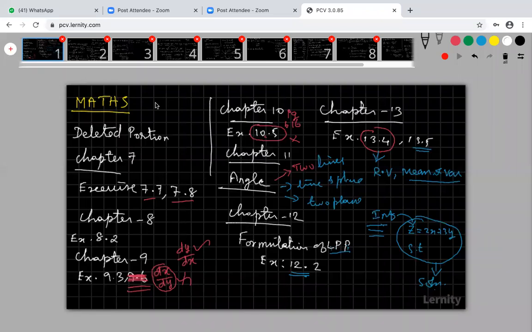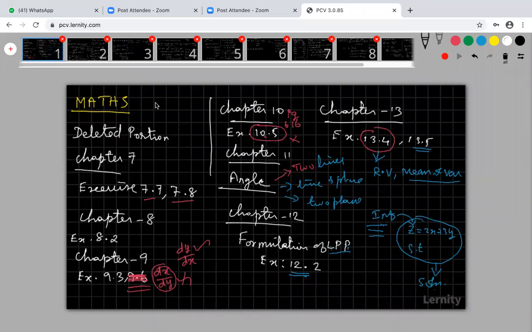In chapter number 9, the first volume we discussed yesterday. This is the second volume, deleted portion. Chapter number 9, exercise 9.3, that exercise is totally deleted. In chapter number 9, 9.3 is totally deleted, and in 9.6, only one section is deleted.